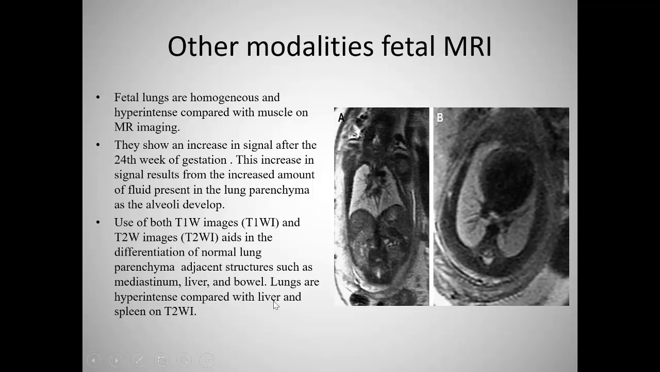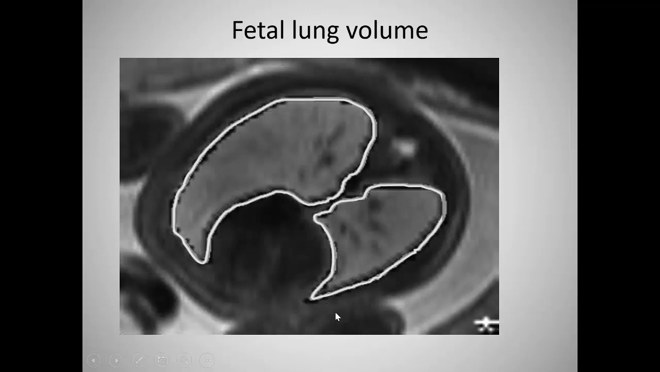The lungs are hyper-intense compared to the liver and spleen on T2 weighted image. This is hyper-intense lung compared to the liver and spleen, and it is a sign of fetal lung maturity. And so also the lung expansion, as I said in ultrasound. This is the fetal lung volume as we measure by MRI.